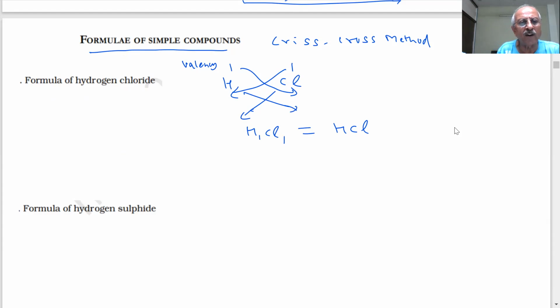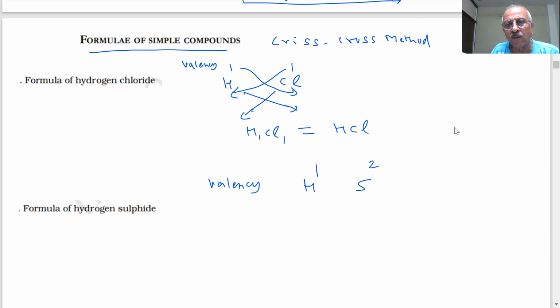Now hydrogen sulfide, students. What is the valency of hydrogen? 1. What is the valency of sulfur? We have given a table for those valencies. We gave you the valencies of sulfur, oxygen, all that. As I said, we have to learn them. Metal and non-metal valencies were given. The sulfur valency was given to you in one of the tables. Yes, sir. How much was that? 2.